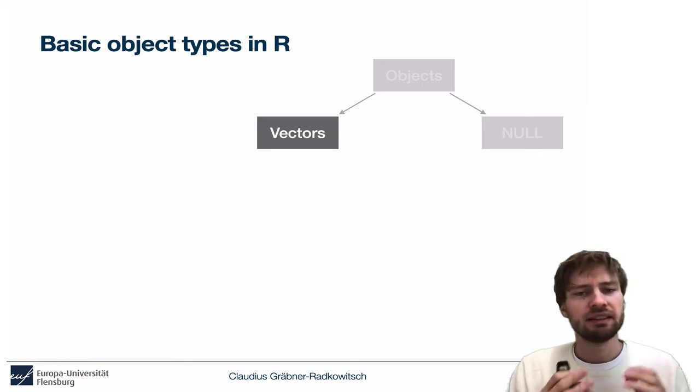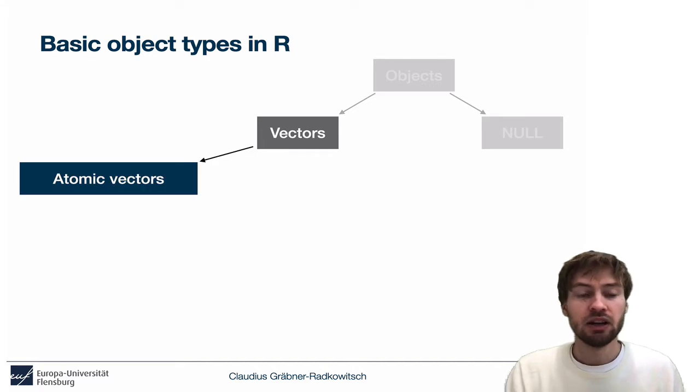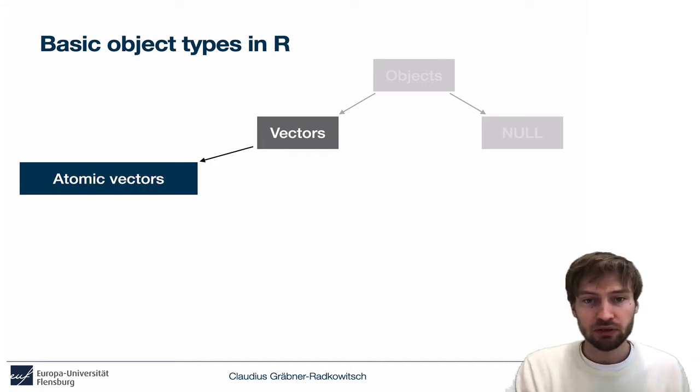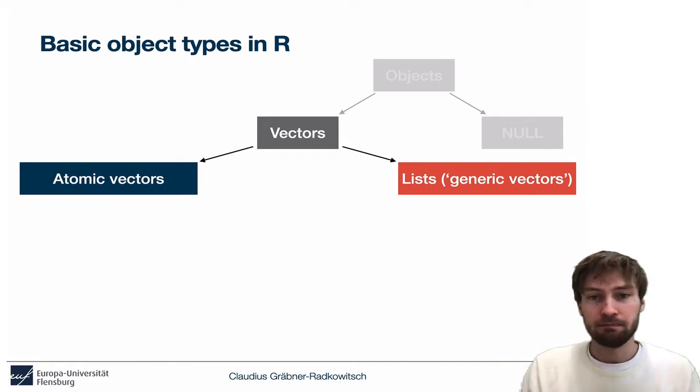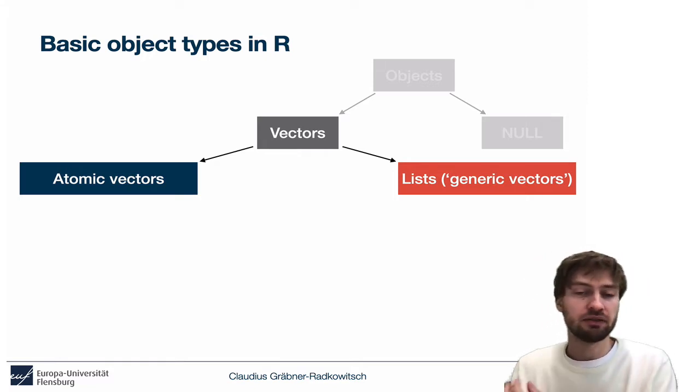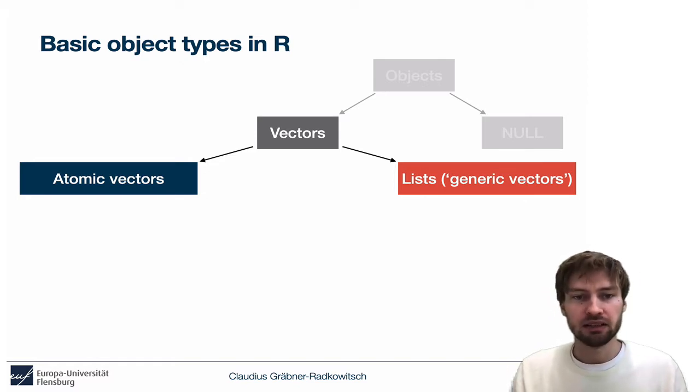More important is the distinction of the different subtypes of vectors. Here, on the one hand, we have atomic vectors, and on the other hand, we have lists, which sometimes are also called generic vectors. The big distinction is that atomic vectors only comprise elements of the same type, and lists can comprise elements of different types. But we will delve into this in more detail a little bit later.